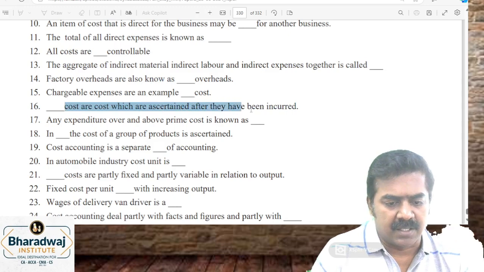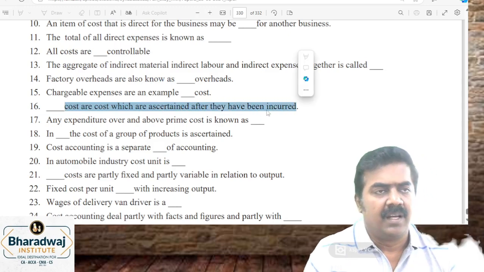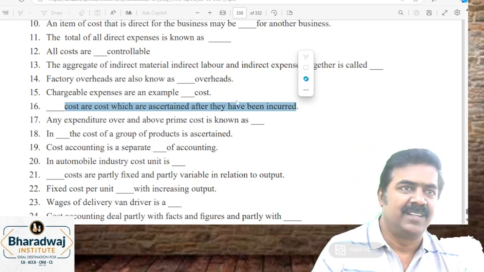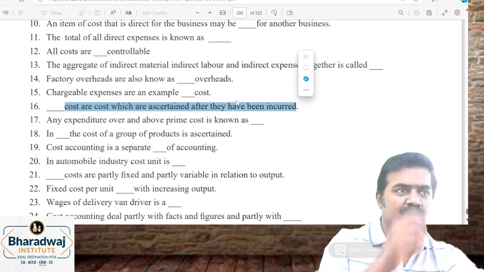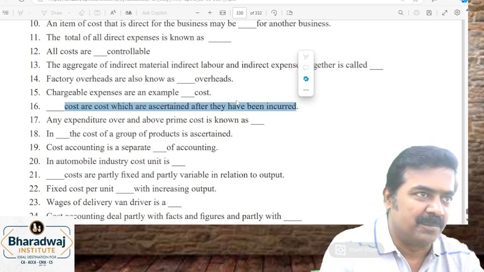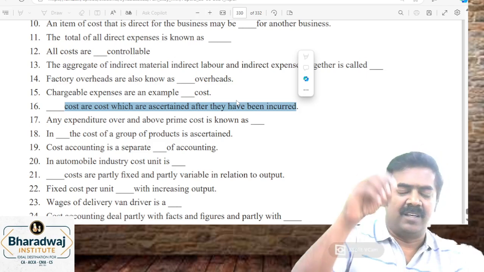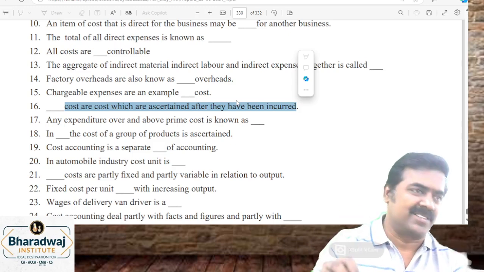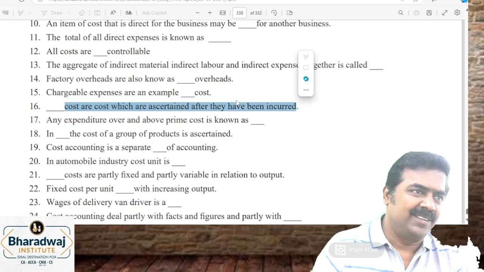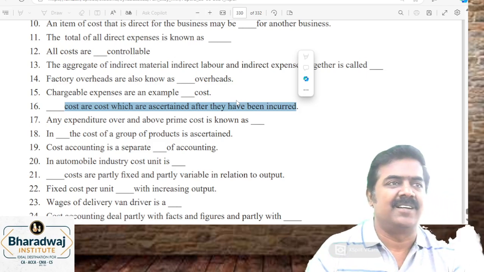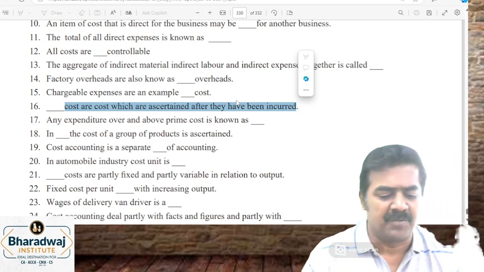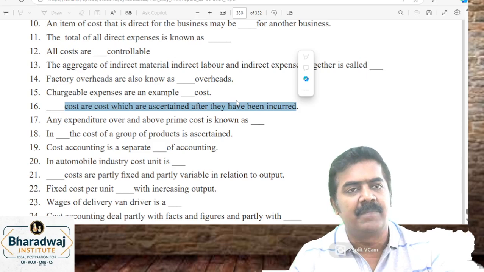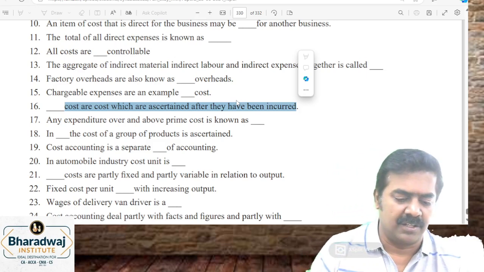Costs which are ascertained after they have been incurred: after spending money, if you work out the cost, that is historical cost, past cost. If you estimate for tomorrow's order, that is estimated cost. If you estimate it for today's cost, that is current cost. If you calculate the cost after spending money, that is historical cost. Next part.